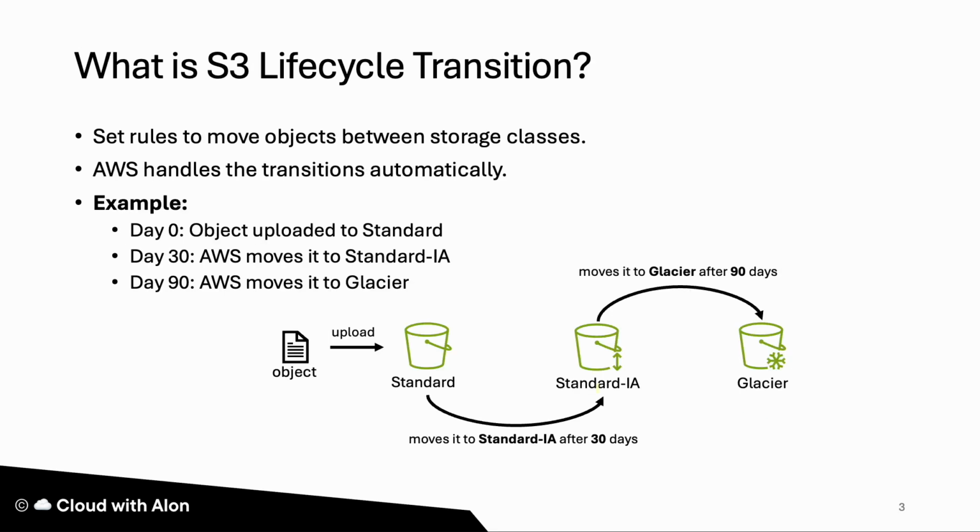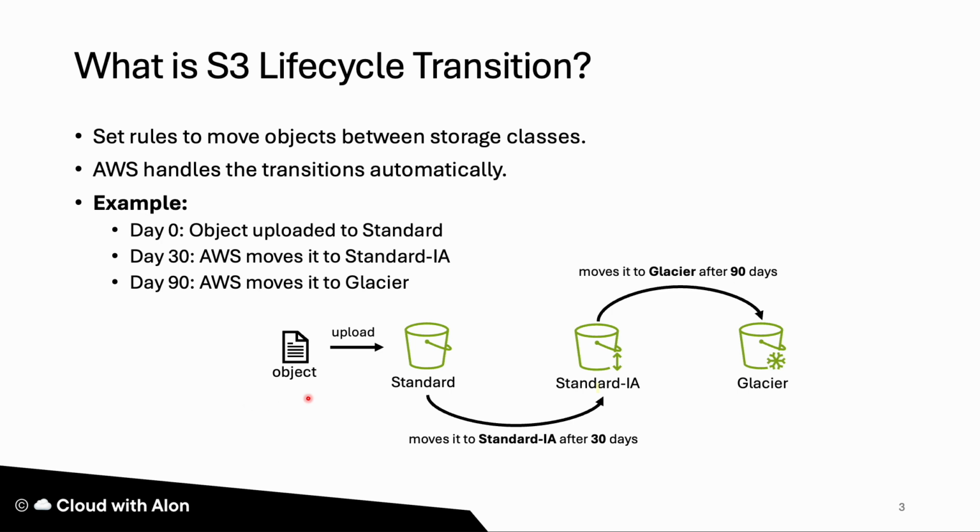Now, let's talk about what an S3 lifecycle transition is. An S3 lifecycle transition is simply a set of rules you define to move the objects stored in an AWS S3 bucket between the storage classes over time. So you create the rules once and AWS handles the transitions automatically. You don't have to move any object manually.